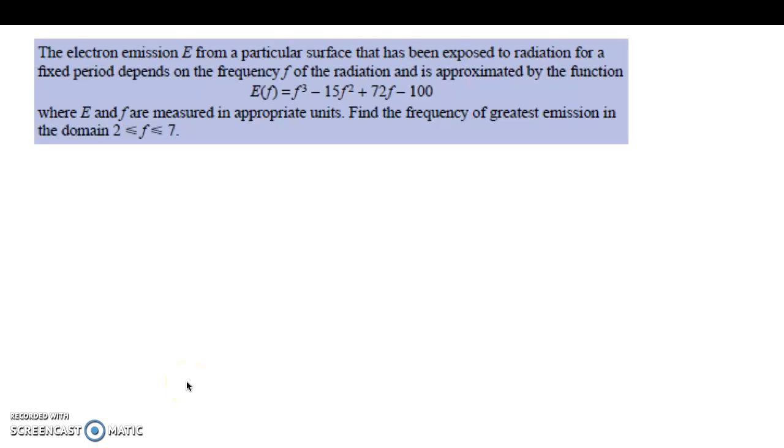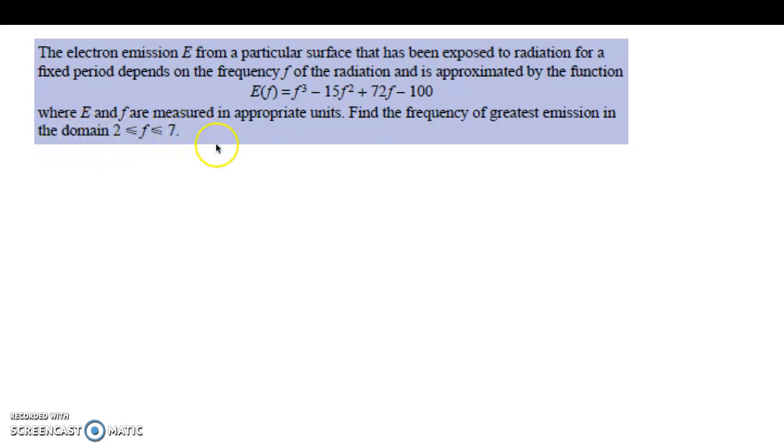So here's an example. The electron emission, that we're calling E, from a particular surface that has been exposed to radiation for a fixed period of time depends on the frequency, which we're calling F, of the radiation, and it is approximated by the function there, where E and F are measured in appropriate units. Find the frequency of the greatest emission in the domain 2 to 7.